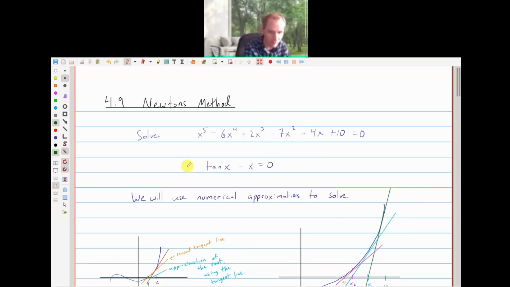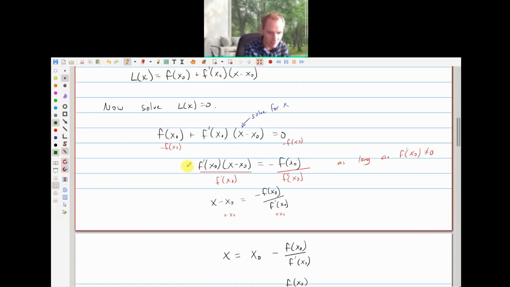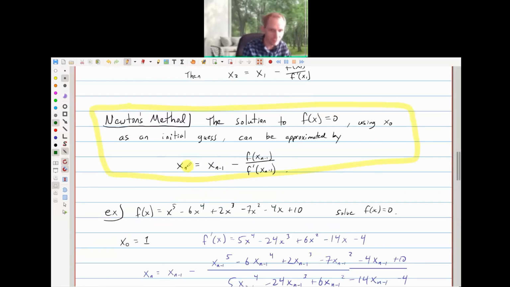What we can see going on there is that in my formula, if one of my approximations hits a horizontal tangent line, I get a divide by 0 in Newton's method. And so it breaks down, right?